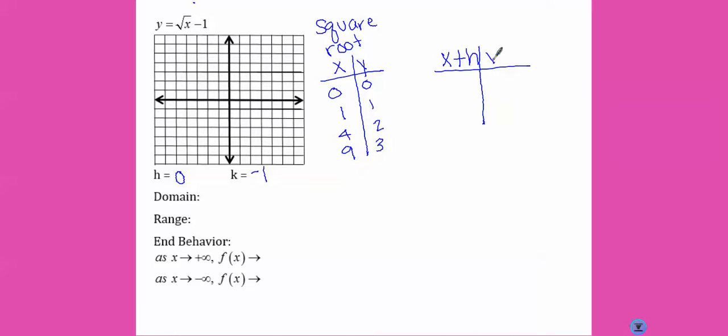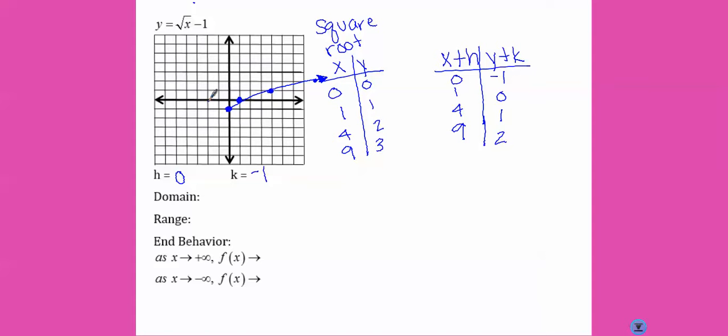We're going to make our new xy chart. Adding 0 to all the x's won't change them, and adding negative 1 to all the y's will give us negative 1, 0, 1, and 2. So let's graph them: 0, negative 1, 1, 0, 4, 1, and 9, 2. Remember, this one only gets one arrow.